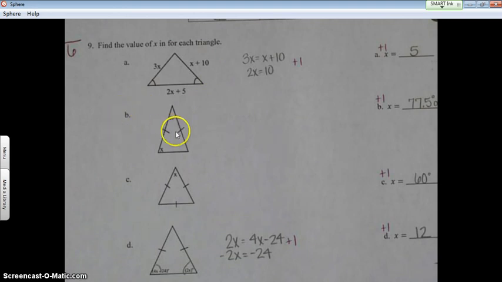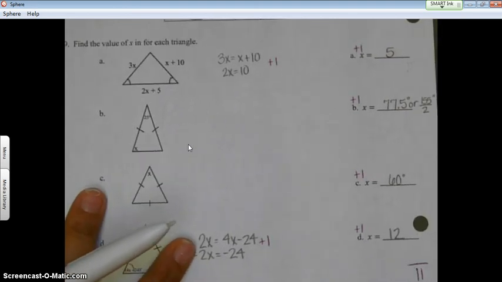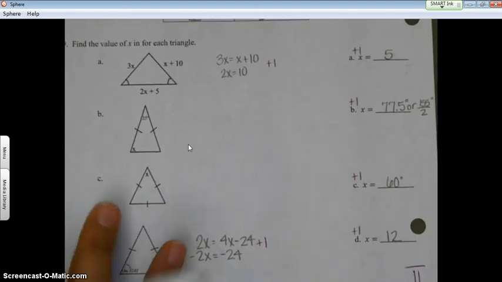All right, on B, you've got isosceles. X is here. You know this is 25. So do 180 minus 25, and then take that answer and cut it in half. So you get 77.5, or if you put it as a fraction, which I don't know how many of you really did that, it would be 155 divided by 2.